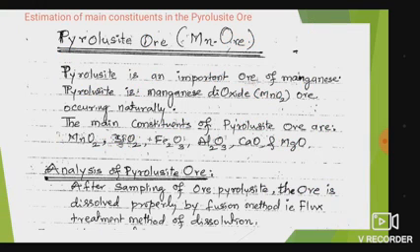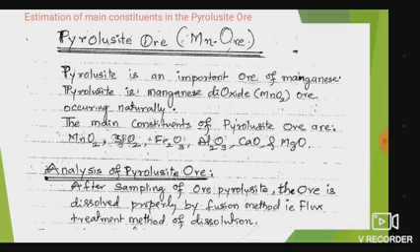So let's begin with the pyrolusite ore. Pyrolusite is an important ore of manganese. Pyrolusite is a manganese dioxide, MnO2, ore occurring naturally. The main constituents of pyrolusite ore are MnO2, SiO2, Fe2O3, Al2O3, calcium oxide and magnesium oxide. Then, the analysis of pyrolusite ore.